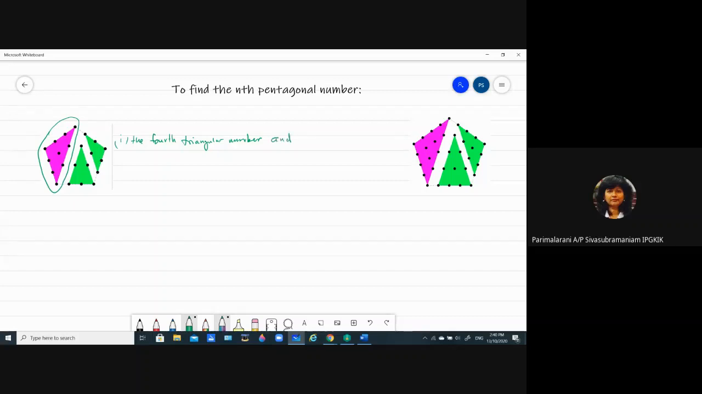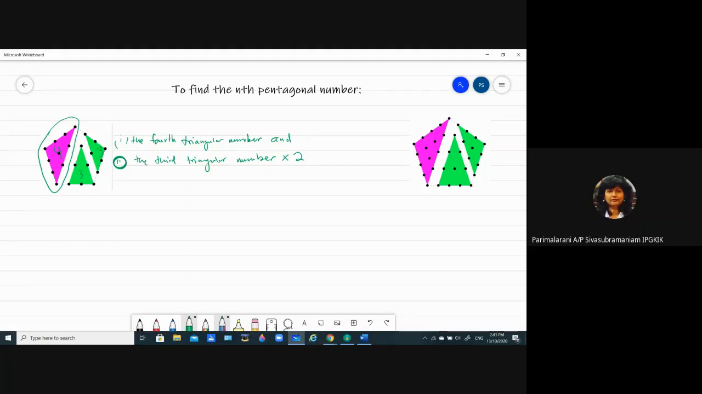Okay, so this pentagonal number consists of the fourth triangular number. And what about the green one? What triangular number is this? 3. Yes, the third triangular number. And the next one? This one is the third triangular number. This is the fourth. How about this? Same, 3. So we have the third triangular number, we have 2 of it, correct?